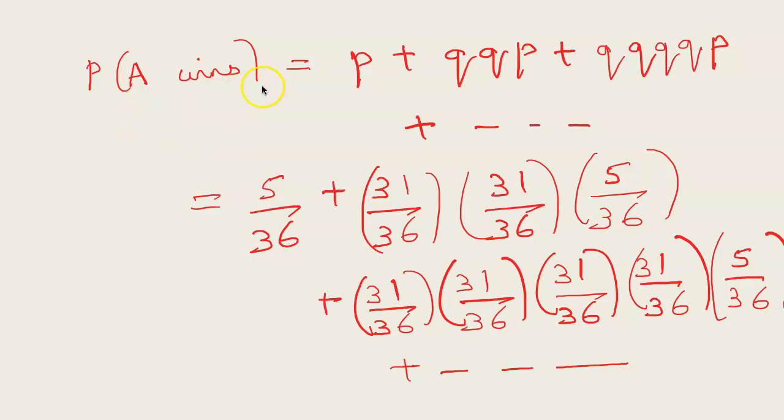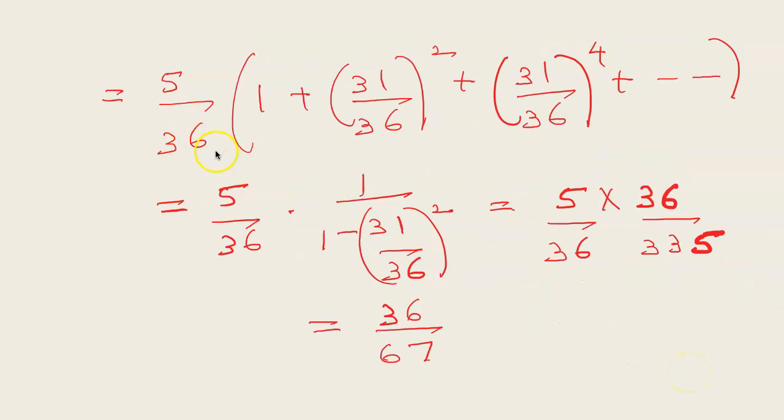So the probability that A wins: A can win in the first throw or in the third throw or in the fifth throw and so on. So it is 5 by 36. Then A does not win in the first two throws, so it is 31 by 36 into 31 by 36 into 5 by 36, plus 31 by 36 raised to 4 into 5 by 36 and so on. So you can take out 5 by 36, and I get 1 plus 31 by 36 squared plus 31 by 36 raised to 4 and so on.